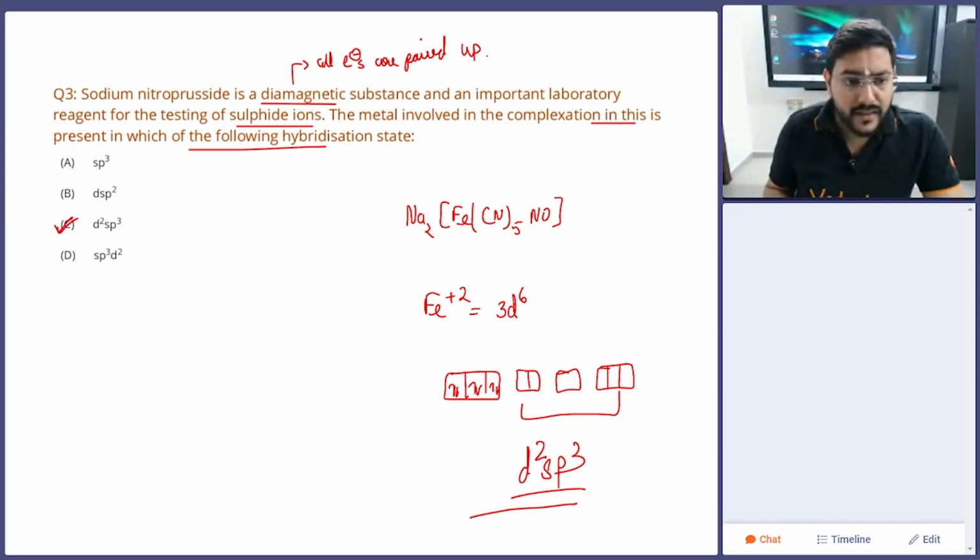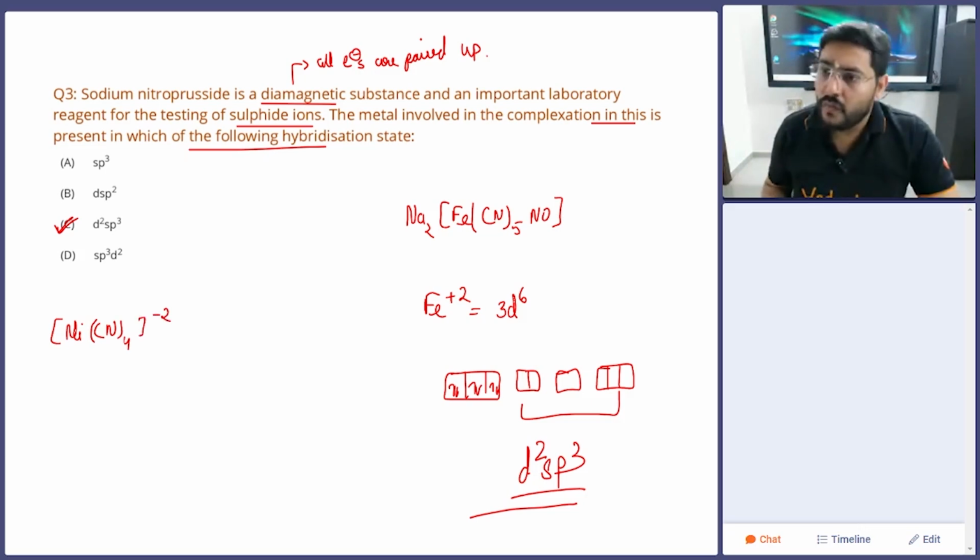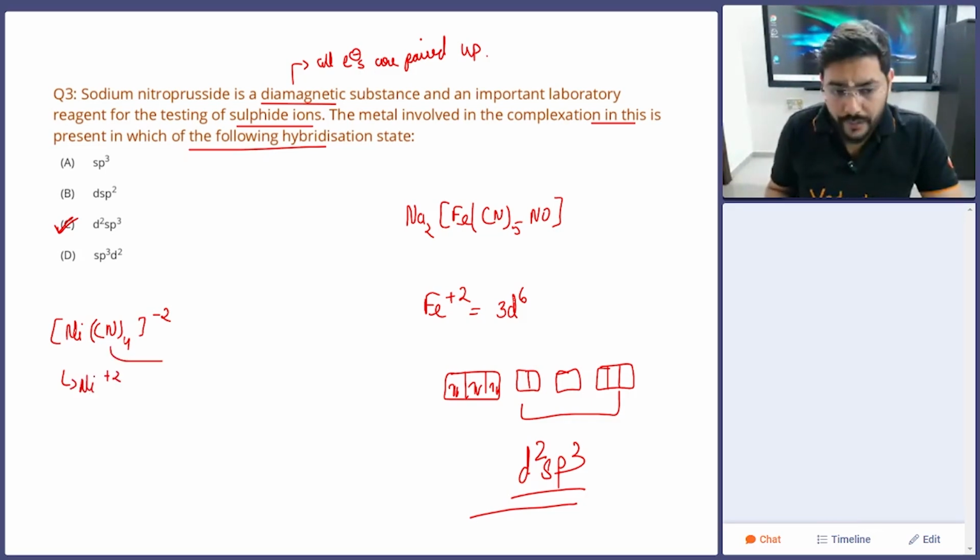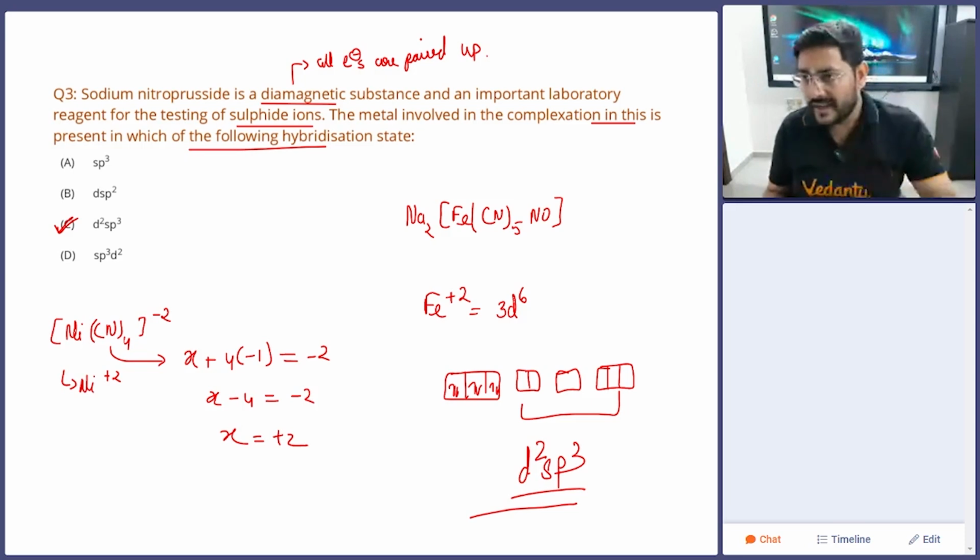Let's take another example. Let's take [Ni(CN)4]2-. Now what will be the oxidation state? The oxidation state of nickel is +2. Yes or no? Sir, how? Okay, I will help you with the oxidation state also. We are going to consider nickel as X, plus 4 multiplied by -1 is equal to -2. So X minus 4 is equal to -2, so X is equal to +2. Yes, that's what I said to you guys.